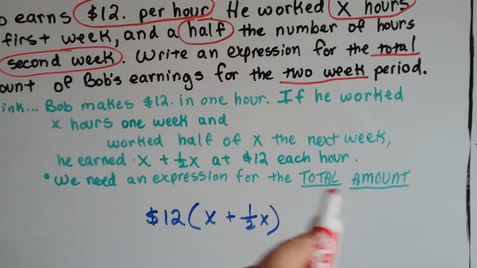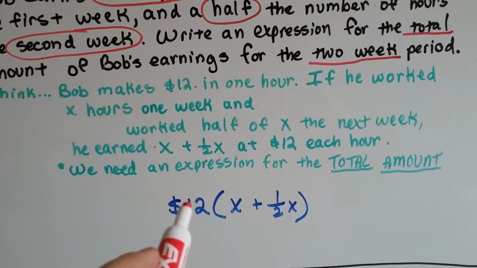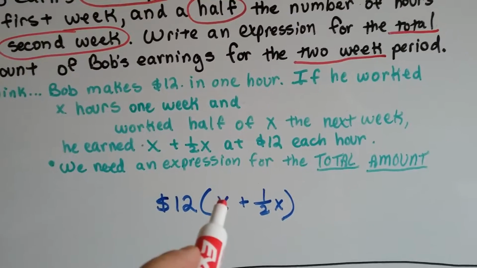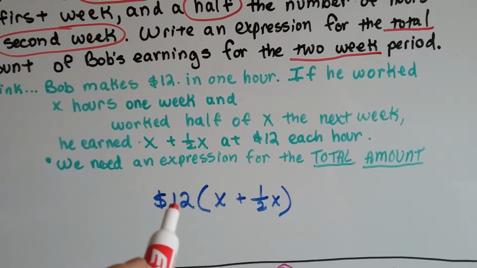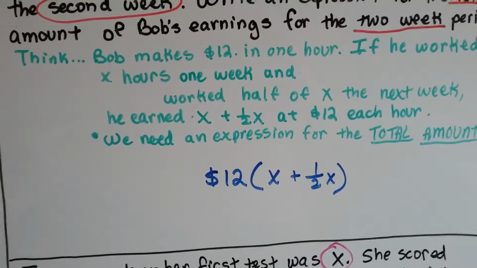So we need an expression for the total amount. That means we're going to be adding. So now we need to multiply by the amount of hours he worked. This is the first week, x, and the second week, half x. So we end up with $12 times x plus half x. See? You get that? All right, try this one.